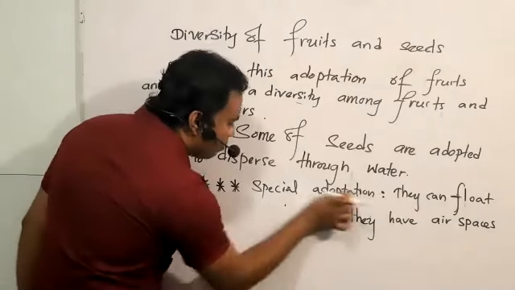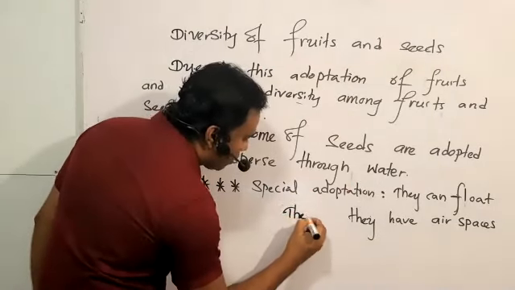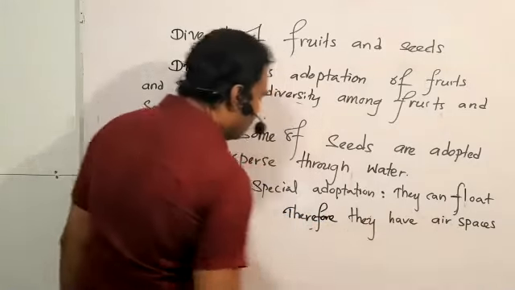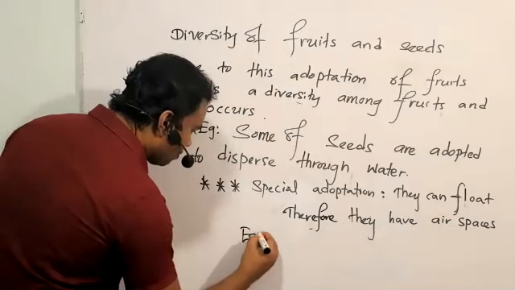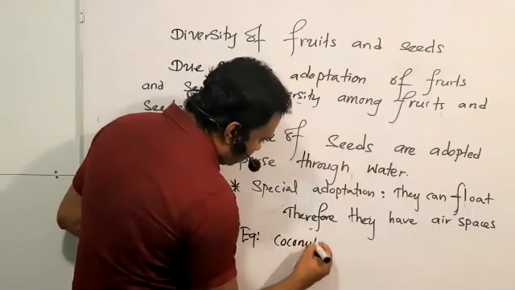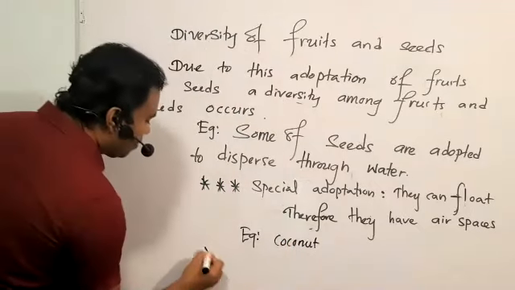Therefore, T-H-E-R-E-F-O-R-E, one word. They have air spaces. Example, coconut. Okay, next adaptation.